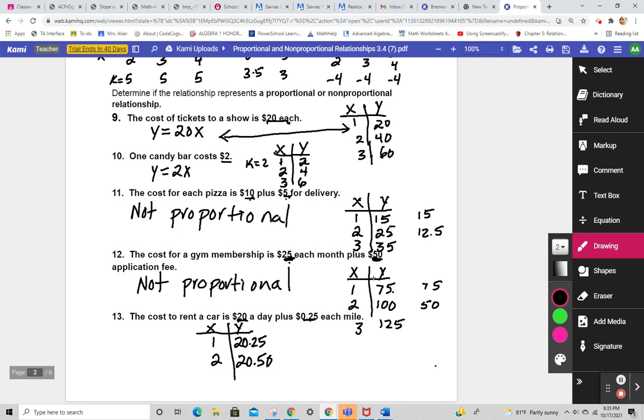If we take 20.25 and divide that by 1, that's going to give us 20.25. If we take $20.50 and divide that by 2, that's going to give us $10.25. Do you see that we don't get a constant value when we take y divided by x? So we were right when we said it is not proportional. All right, let's keep going.